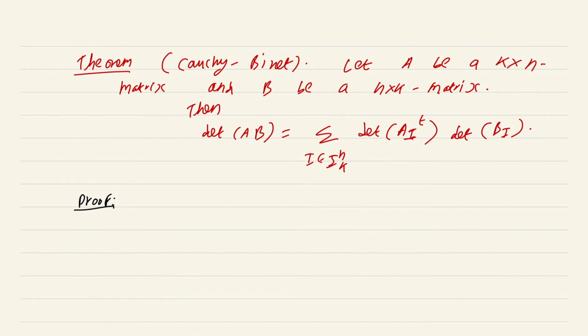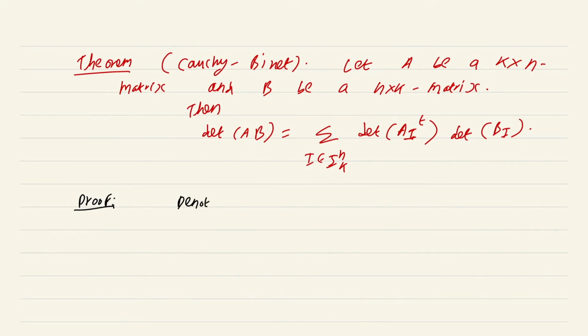So before I do the proof, observe that if A and B were both n cross n matrices, then just a moment's thought will convince you that this gives the formula determinant of AB is determinant of A times determinant of B. So this Cauchy Binet formula is an extension or generalization of the classical product formula for determinants.